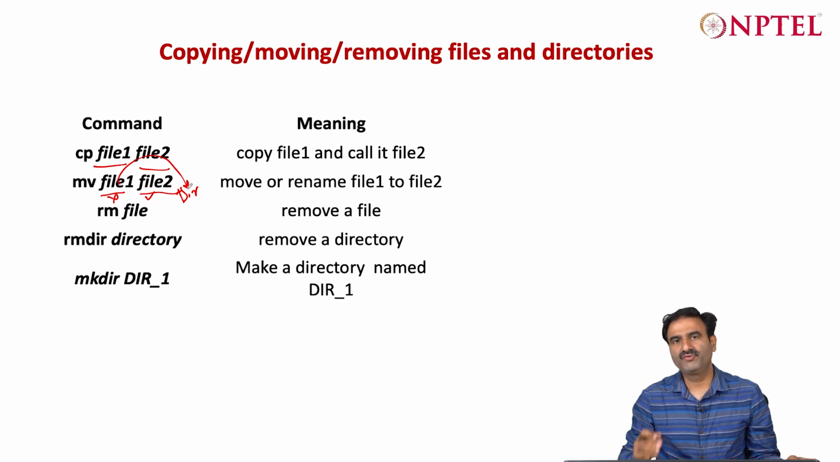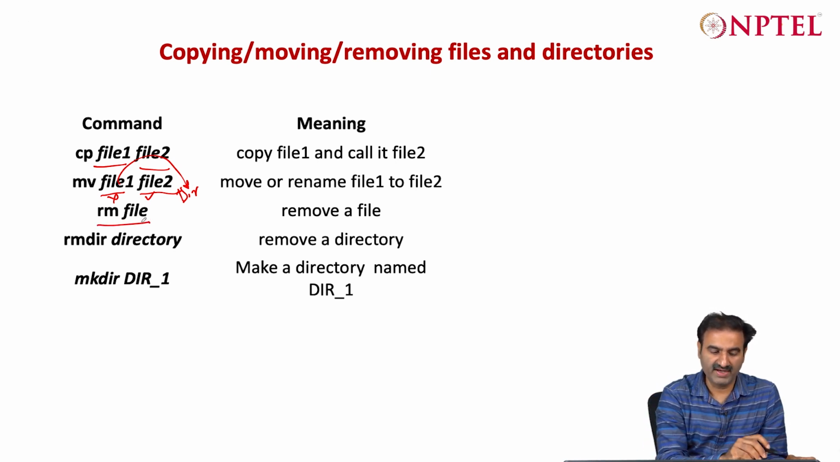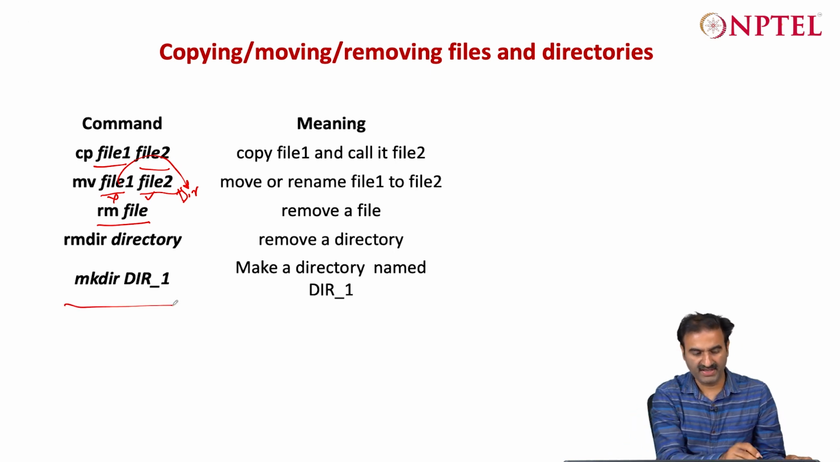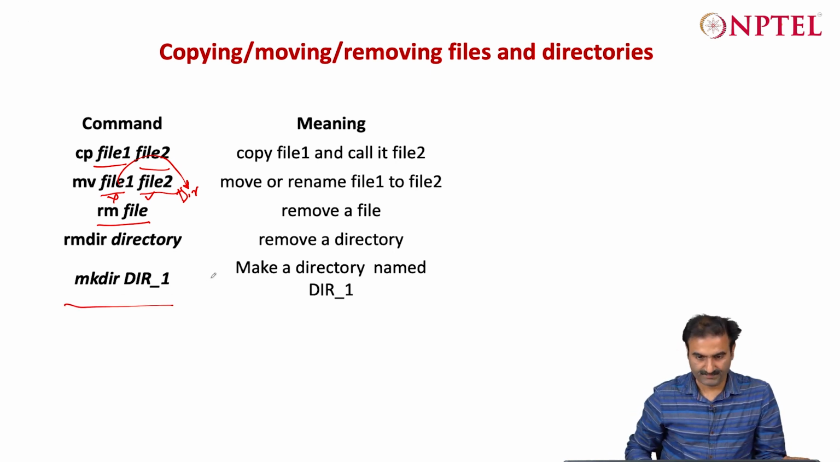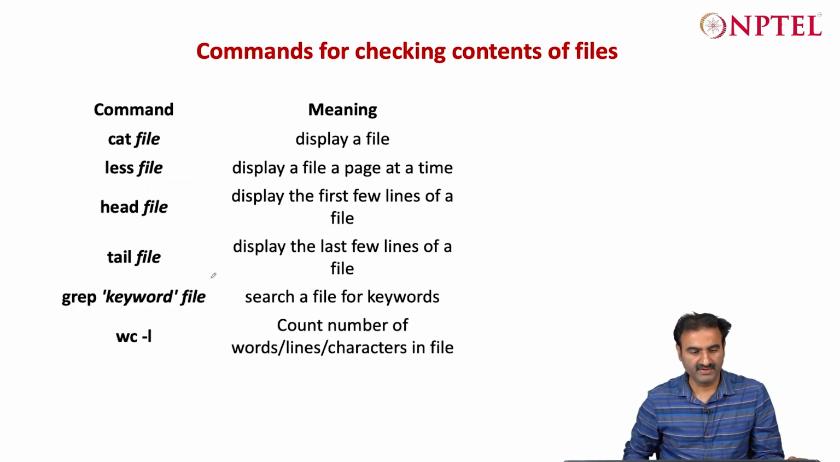So mv can be used to move something and also rename something, right? Then to remove a file or a directory, you can say rmdir or rm file, right? And to make a directory, mkdir and the directory name. Okay, we are doing a quick brush up because we have already done these things earlier, right?